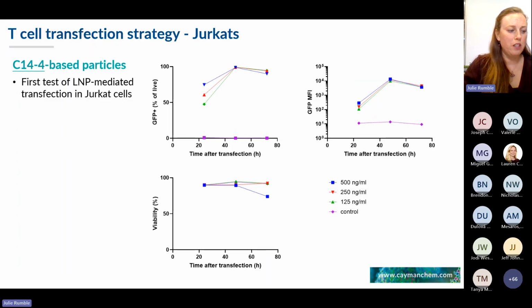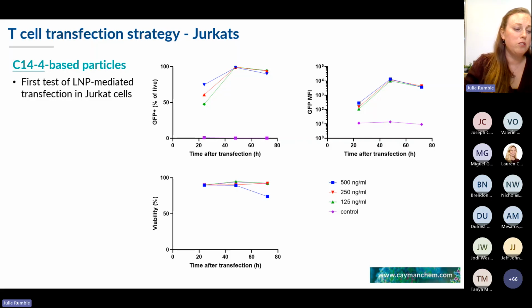We also treated the JERKIT cell line with GFP encoding C14-4 particles and performed the same analysis. By both percentage positivity and mean fluorescence intensity, the GFP expression started high at 24 hours, peaked at 48 hours, and remained high through 72 hours. Viability with C14-4 transfection was largely unaffected, save for a small decrease at the highest dose and longest time point. These data suggest that LNPs can be very good at transfecting T cells, a notoriously difficult to transfect cell type.